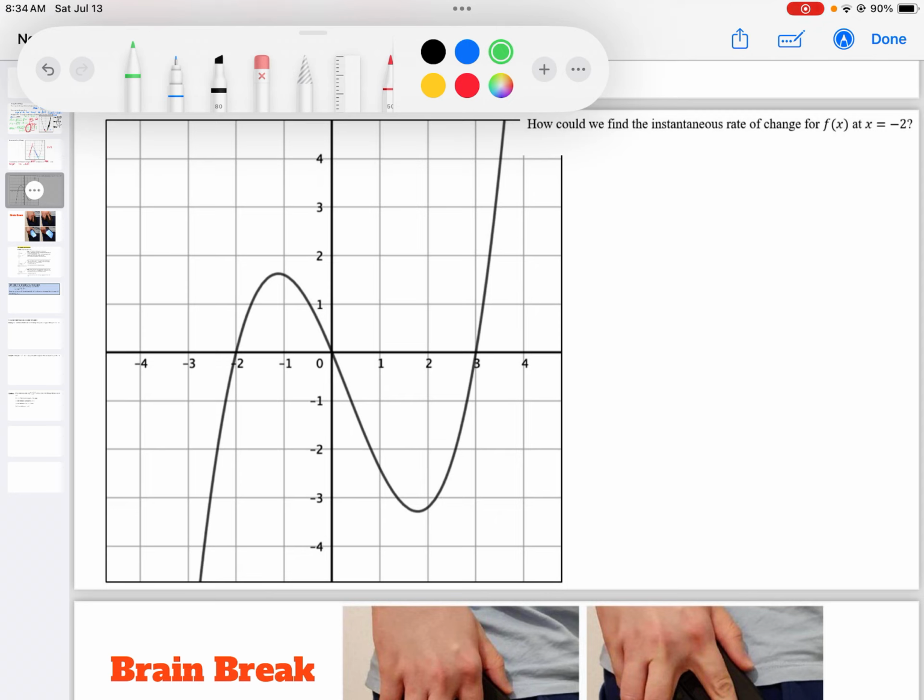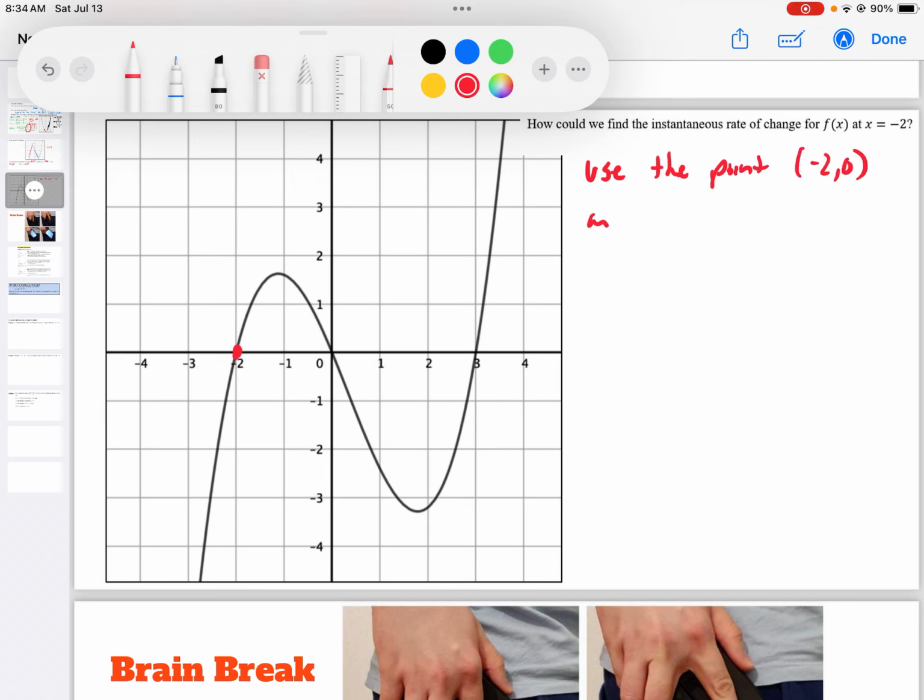All right, what are we doing here? How can we find the instantaneous rate of change at the point x equals -2? Okay, this is what I just did. We're going to draw the dot at -2 when x is -2. And we're going to use that point.